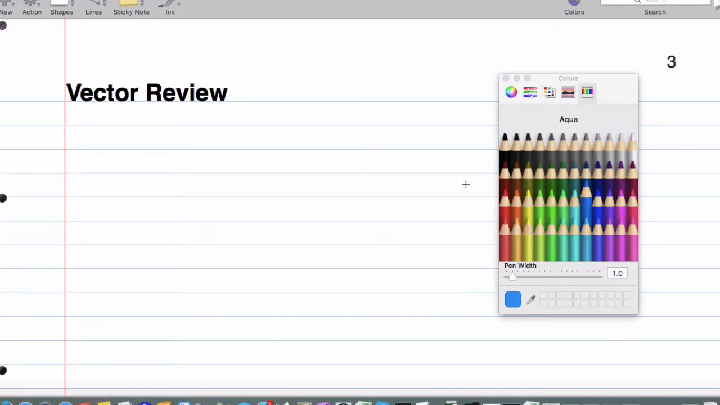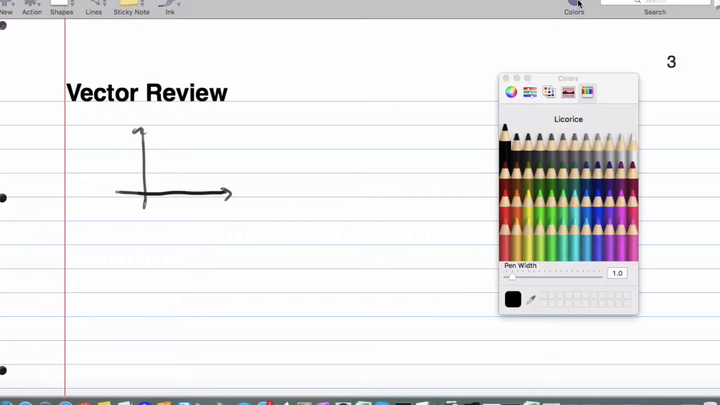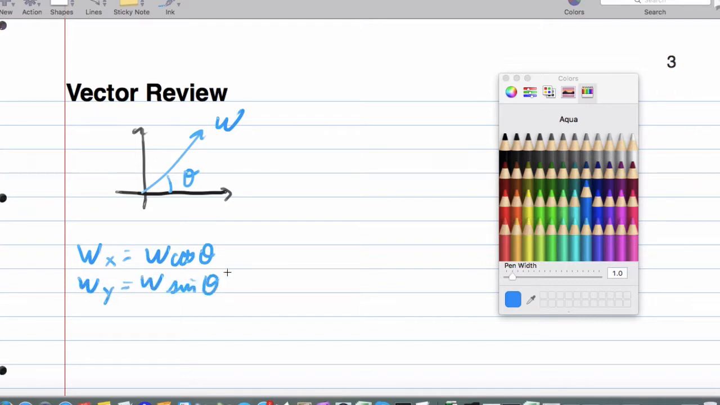All right, everybody, I want to just review vector components really quickly and go through the problems that we had today in class. So first, we're going to draw some coordinate axes, and we'll draw a vector. We'll give it a length w, and we'll put it at an angle theta. And the x component of this vector is w cosine theta, and the y component is w sine theta, just like that. So that's the x and y component of the vector.